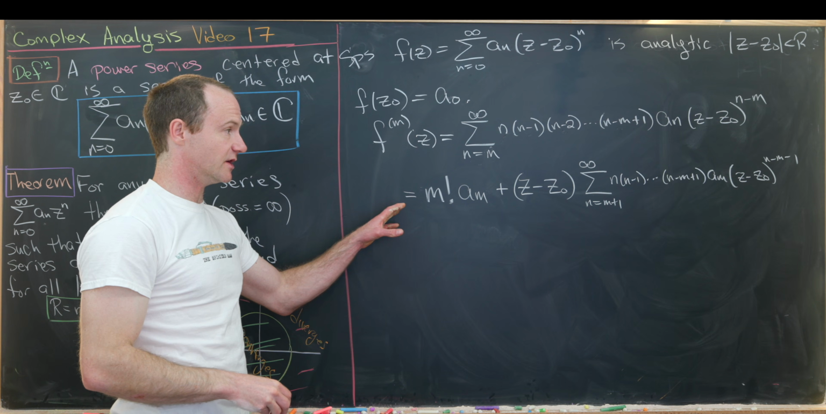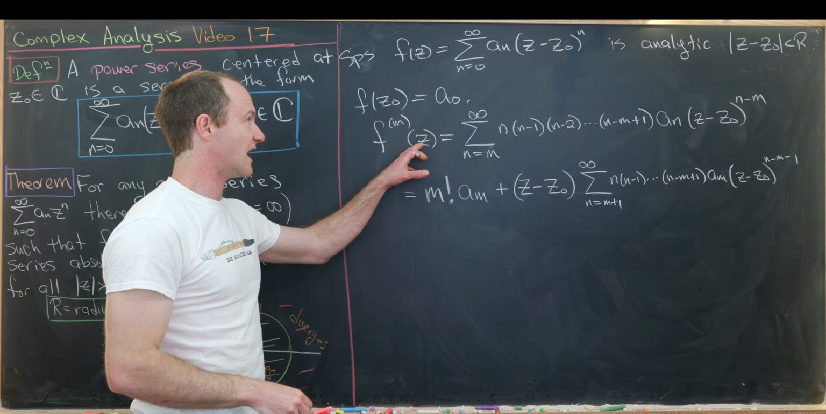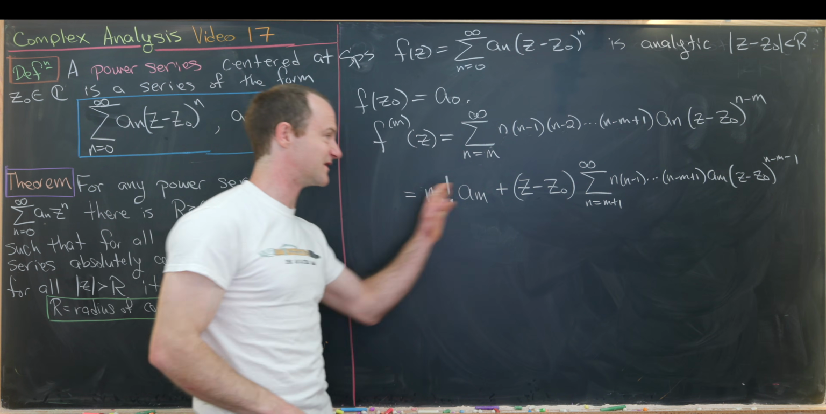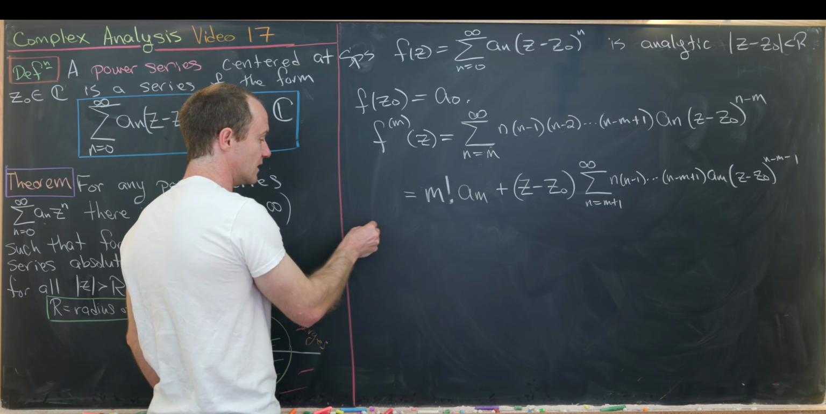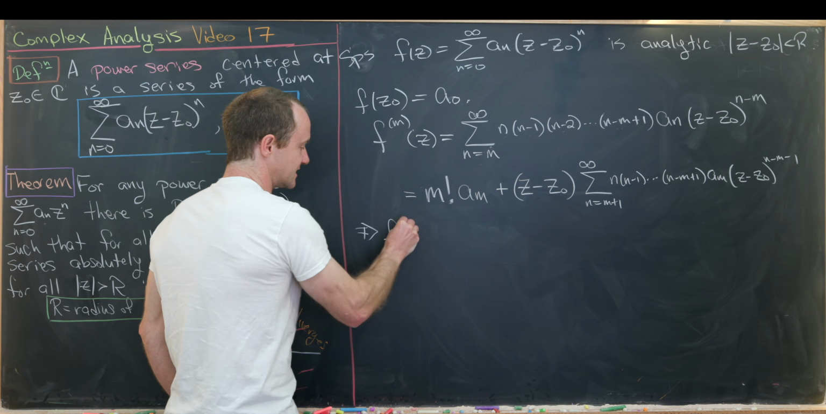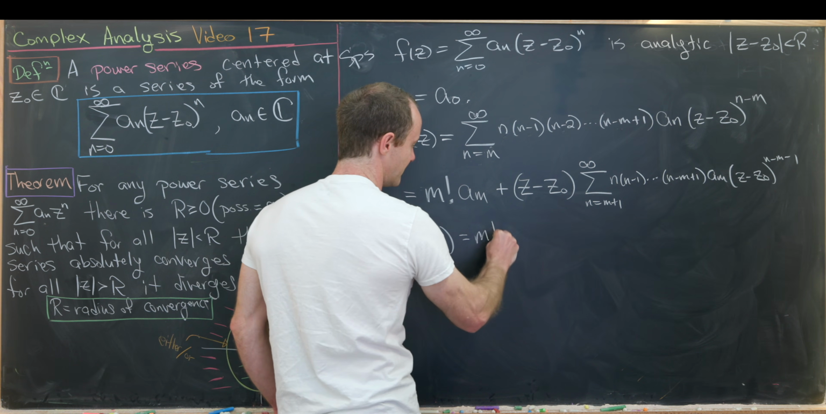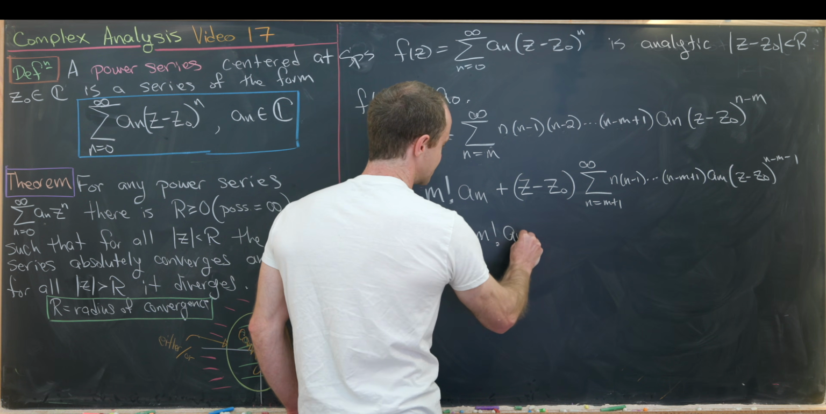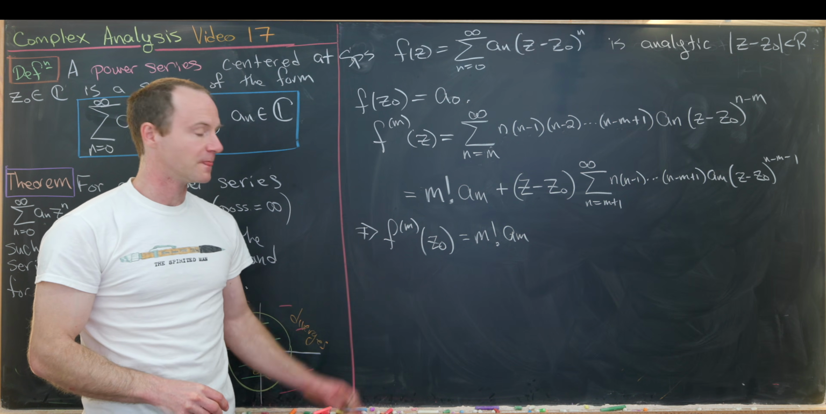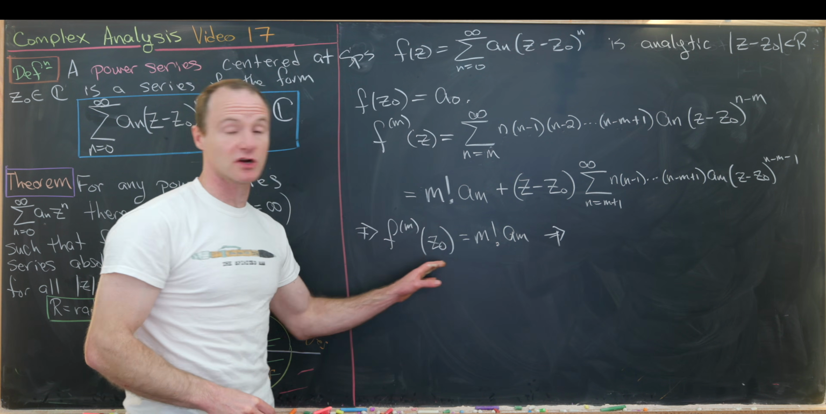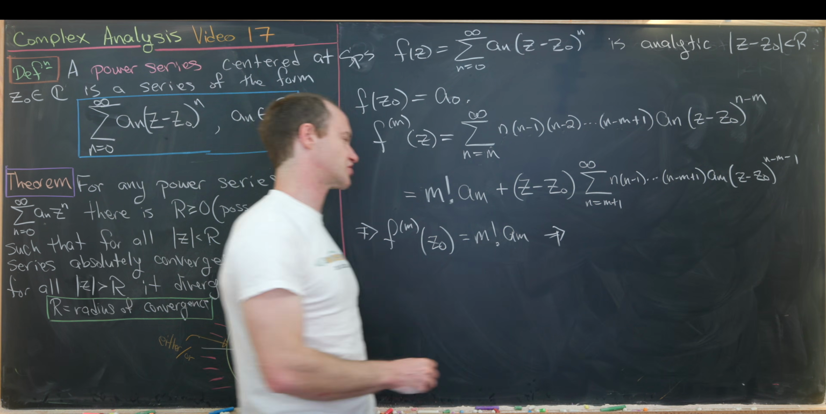So that's looking good. But notice if we evaluate this at z naught, we cancel out all of the rest of this stuff, this infinite tail, if you will. And that tells us that the mth derivative evaluated at z naught is just m factorial times a sub m. But that's good news because we can solve for a sub m in terms of something having to do with the function here.